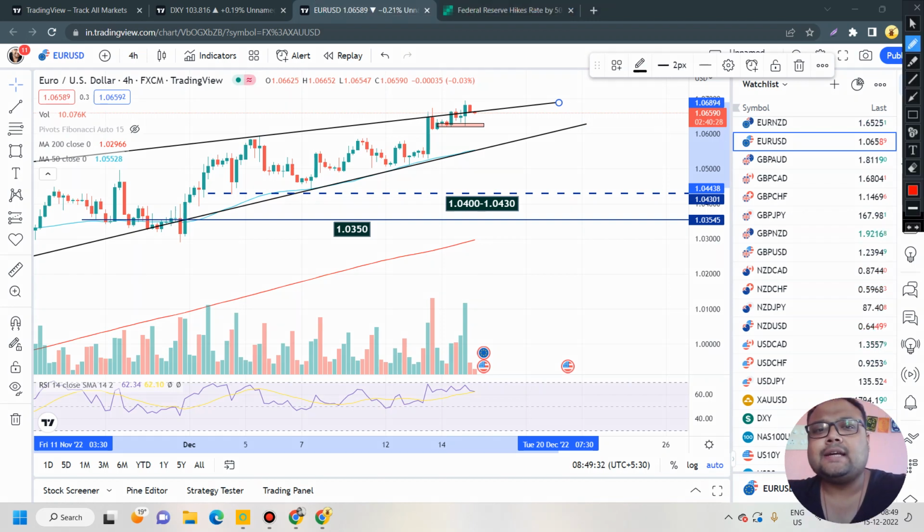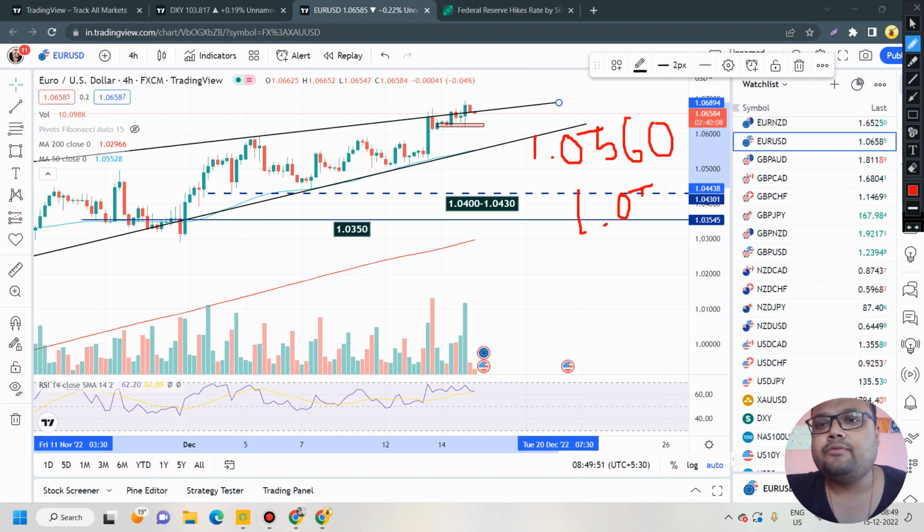I cannot give you the exact number because this is a dynamic support. Okay, as the name says, dynamic. So I cannot give you the exact number. When the time comes, then only we'll know where the market is taking support. But still, we can expect the market to take support around 1.0560, 1.0570, around this level only.